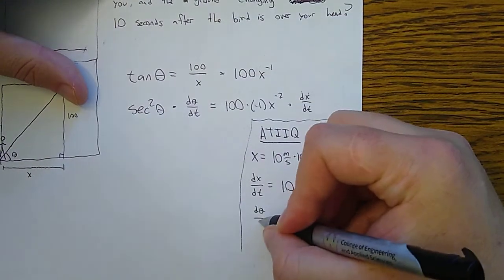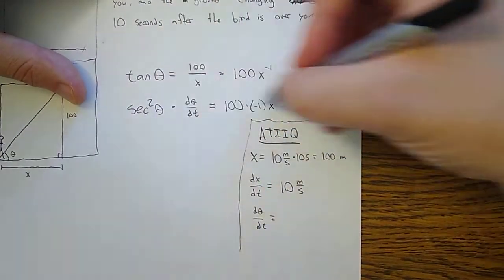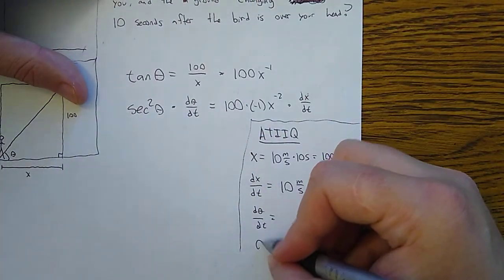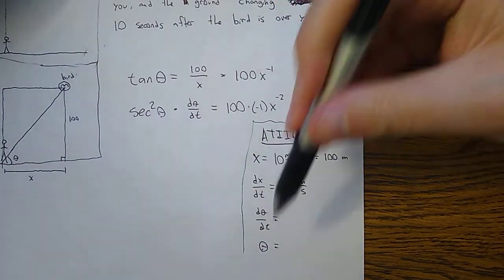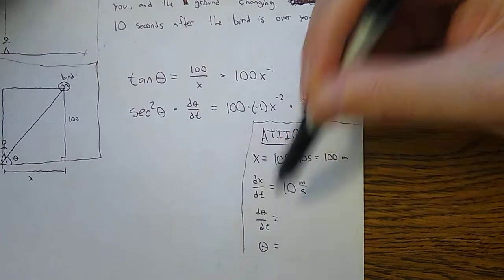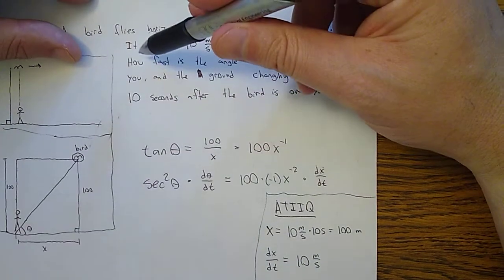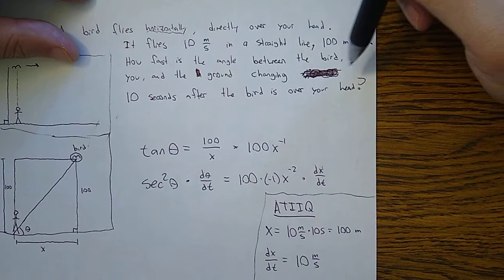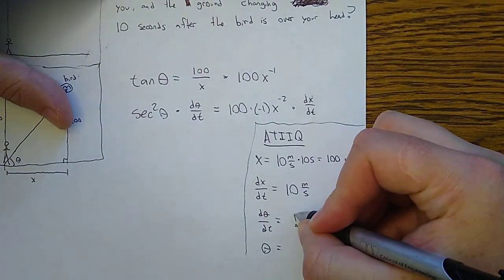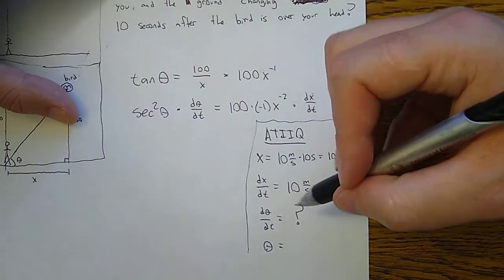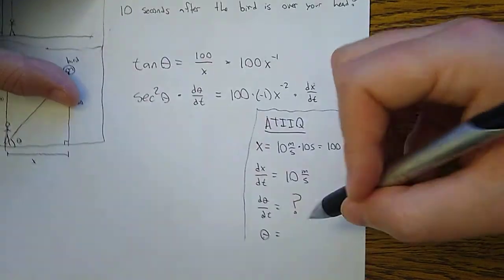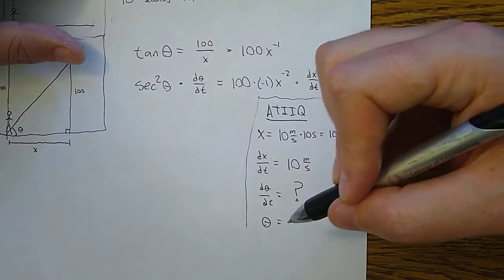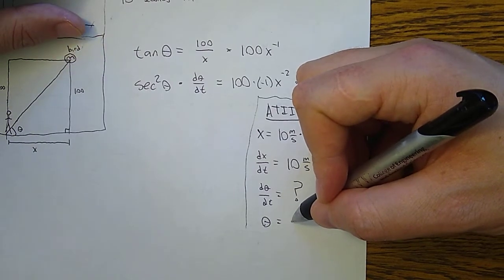Now, what else would I need to know to use this equation? I need to know d theta over dt, and I also need to know theta. One of these things should be the unknown, and if I look at the question, it says how fast is the angle between the bird, you, and the ground changing. So how fast the angle is changing is d theta over dt. So that's the unknown. But there can be only one unknown. That means I have to figure out everything else. So I'm going to need to be able to figure out theta.